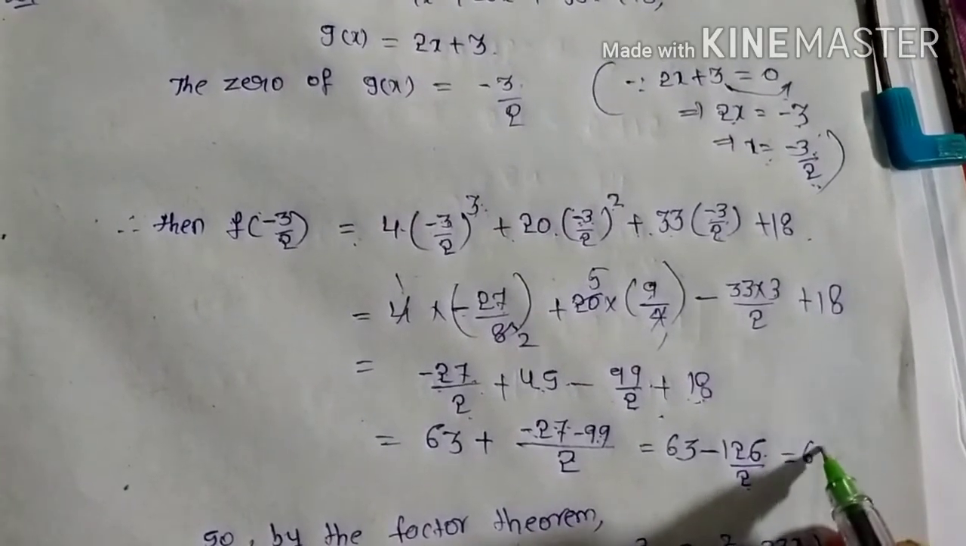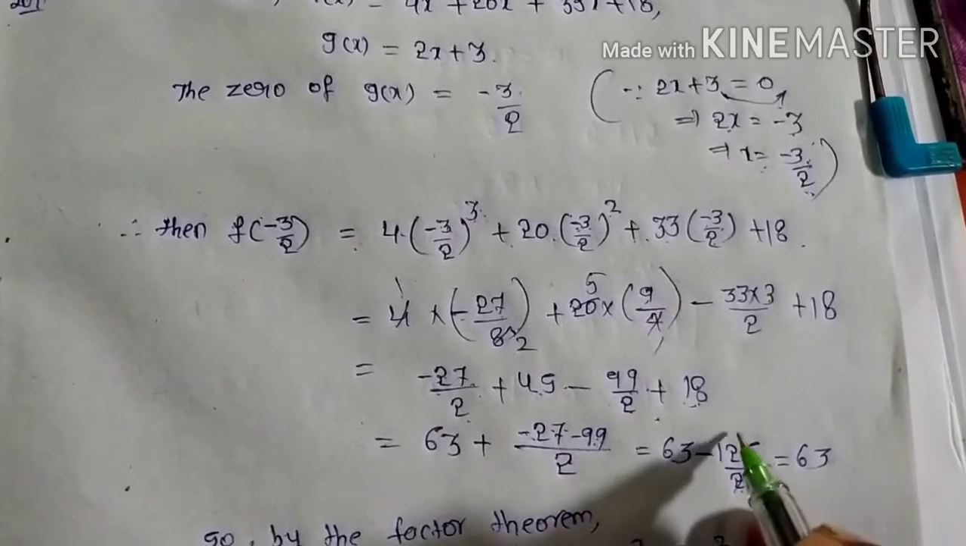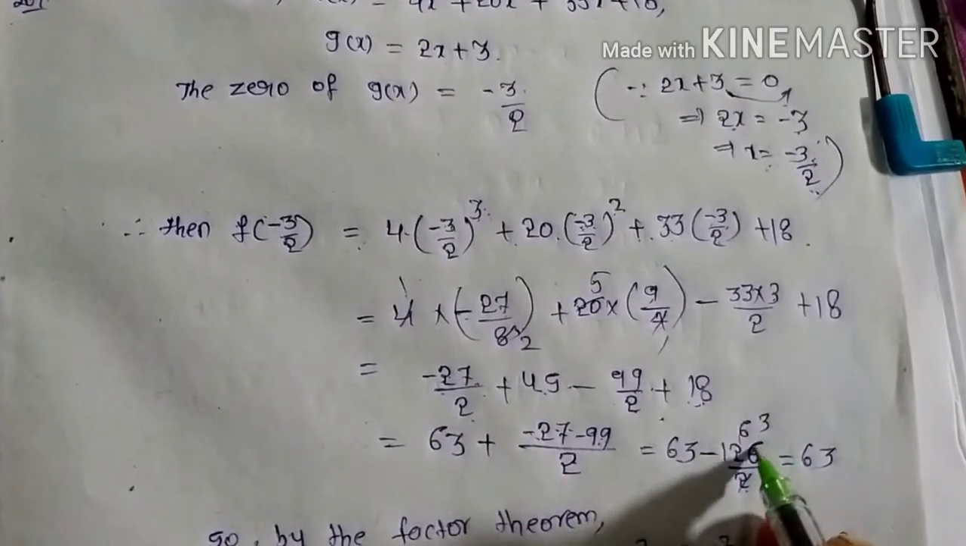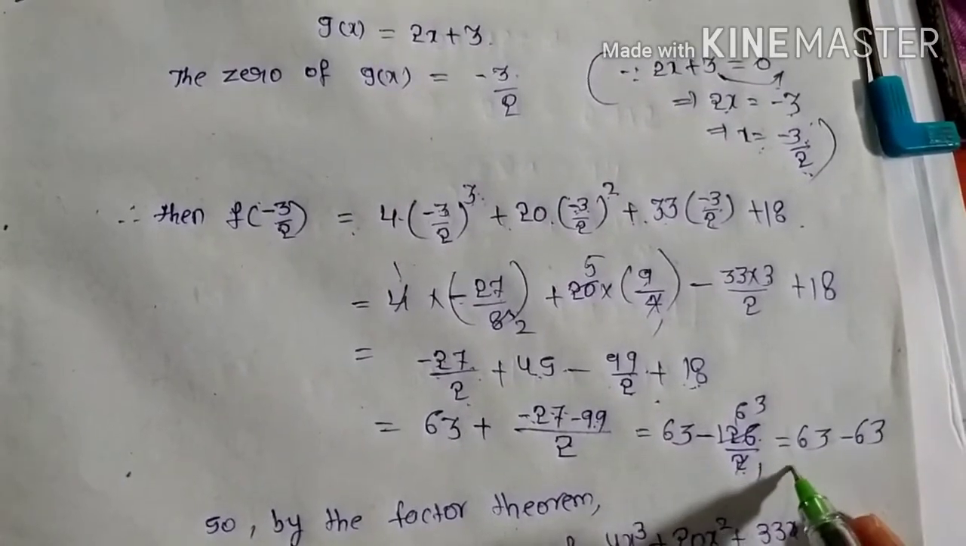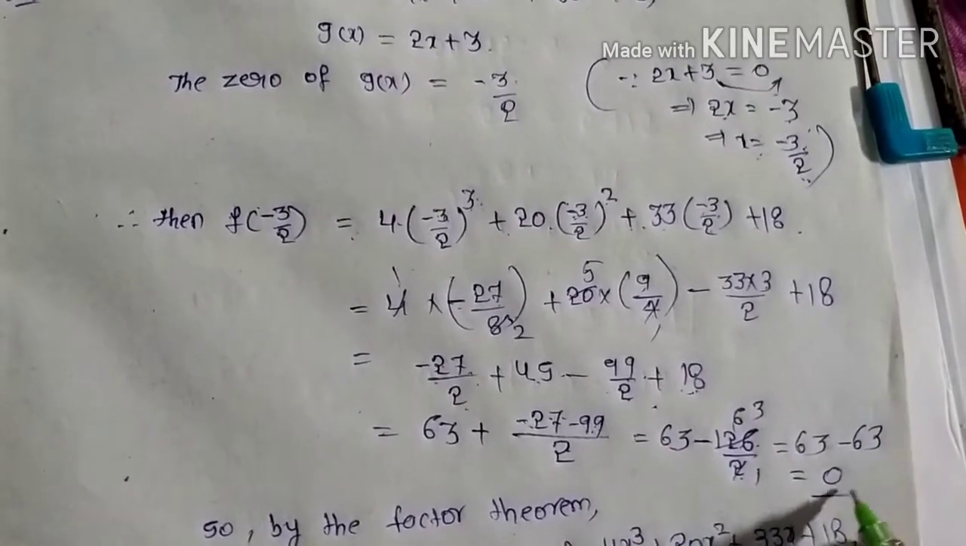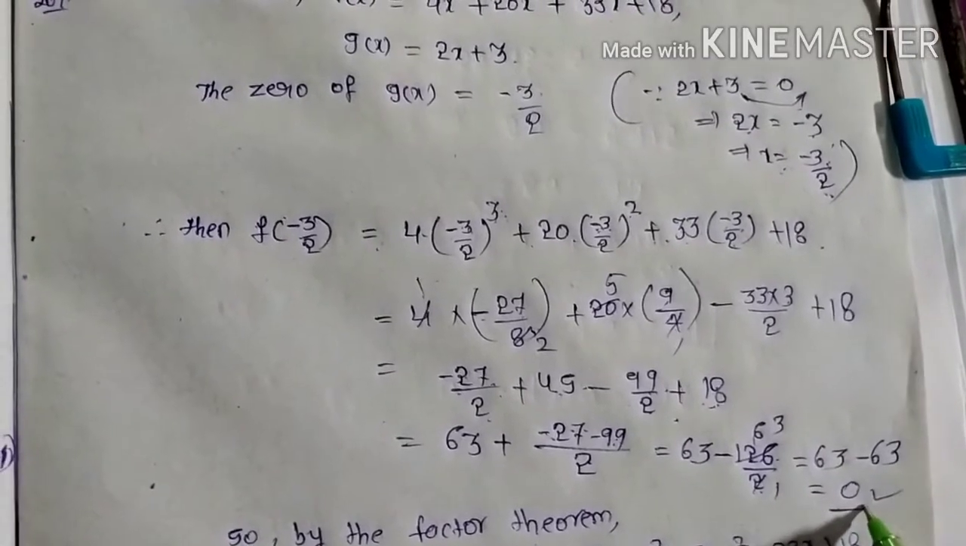That means you can write here 63. Here 2 ones are 2, 2 sixes are 12, 2 threes are 6, that means 63, or not? That means 63 minus 63 is equal to how much? 0, or not? That means here the remainder is equal to 0.